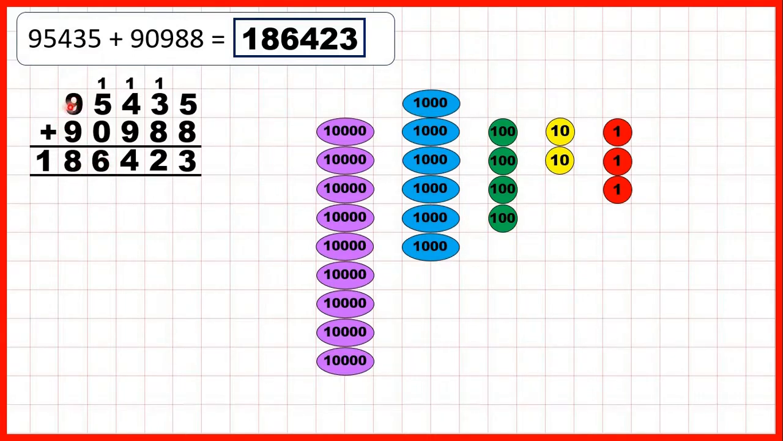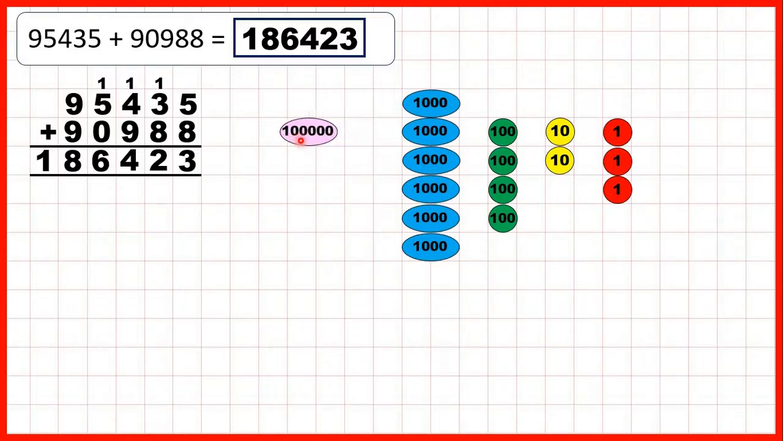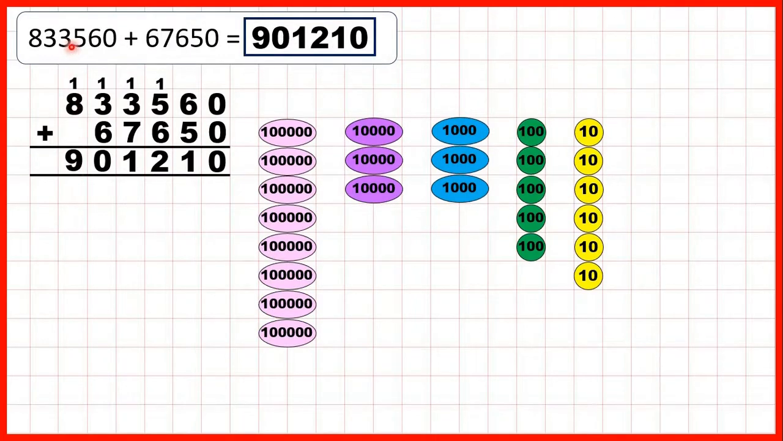Then we had 9 10,000s, and we needed to add 9 10,000s. But remember, once we've got 10 10,000s, we can exchange those 10 10,000s for 100,000. So then, if we add another 8 10,000s, that gives us 100,000 and 8 10,000s, and that's why we have a 1 as our 100,000s digit and an 8 as our 10,000s digit. Then we had 833,560, which we can see represented here.